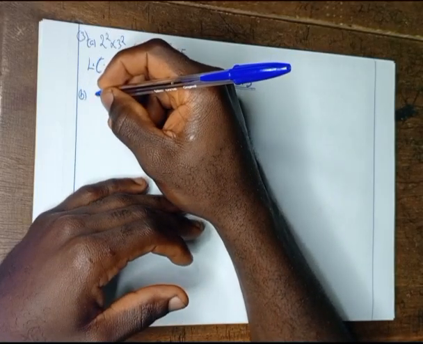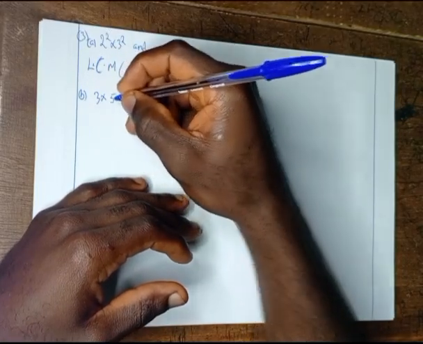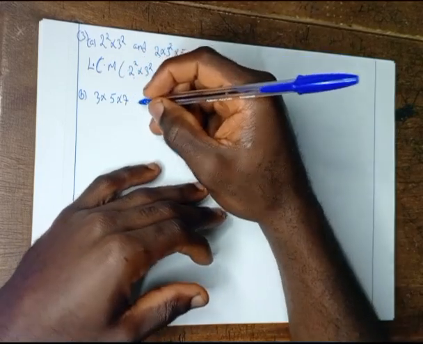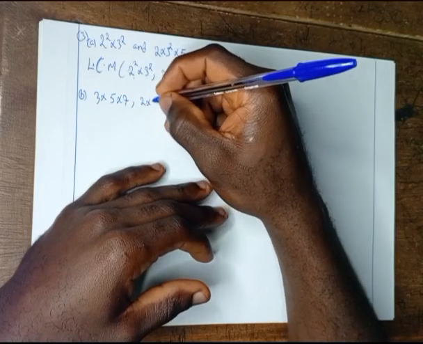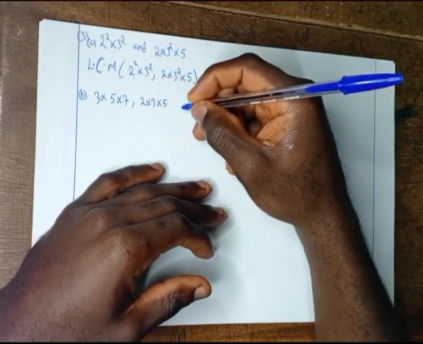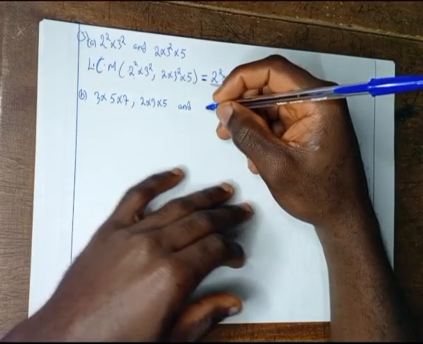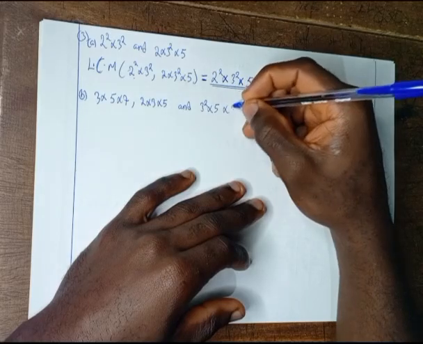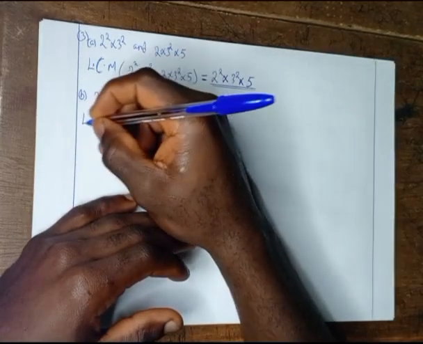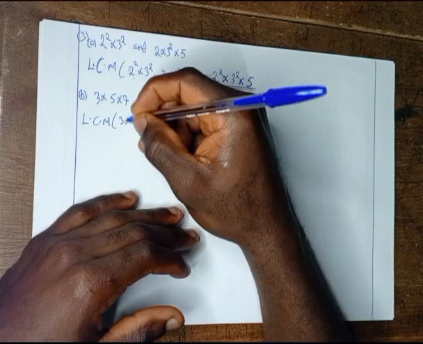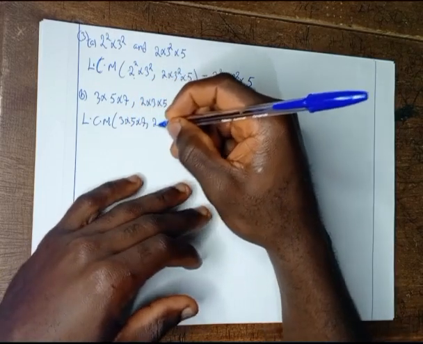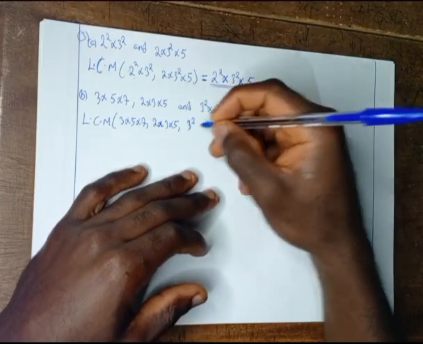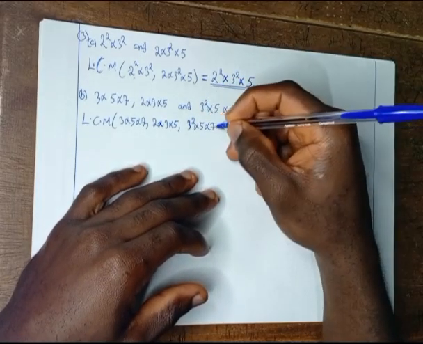We have the numbers 3 times 5 times 7 for the first, 2 times 3 times 5 for the second, and 3 raised to the power 2 times 5 times 7 raised to the power 2. So we need the LCM of these three numbers.